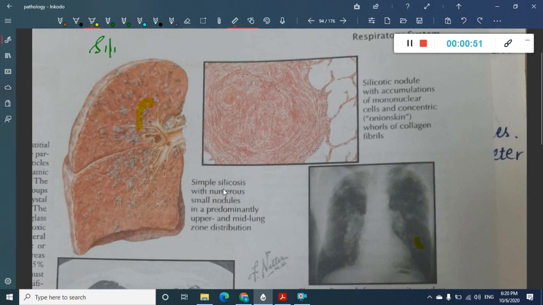So these are the simple silicosis with numerous nodules. Okay, next.